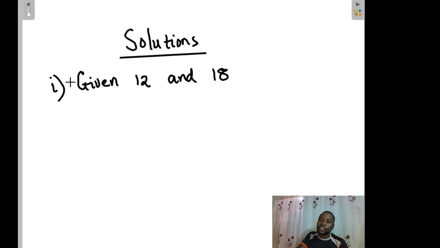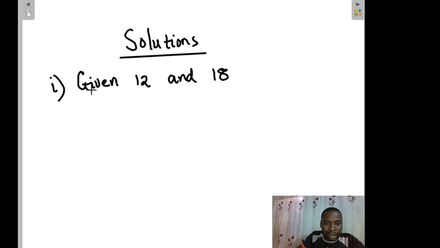So first we have 12 and 18. We want to find the factors of 12 which are also factors of 18. So pretty straightforward. We'll find the factors of 12, we'll find the factors of 18, and then we'll check what factors of 12 are in 18 and what factors of 18 are in 12. Those will now become the common factors.